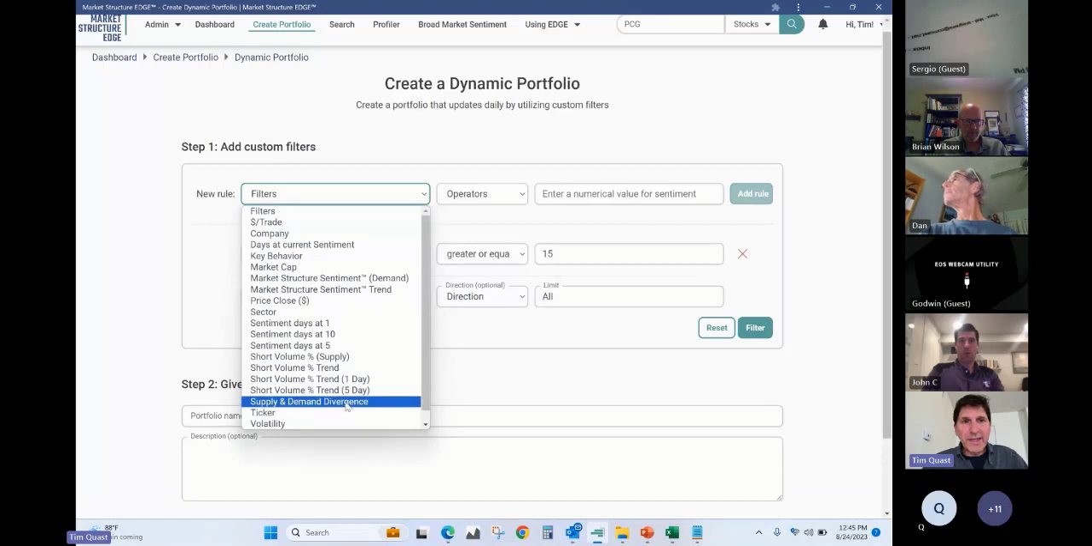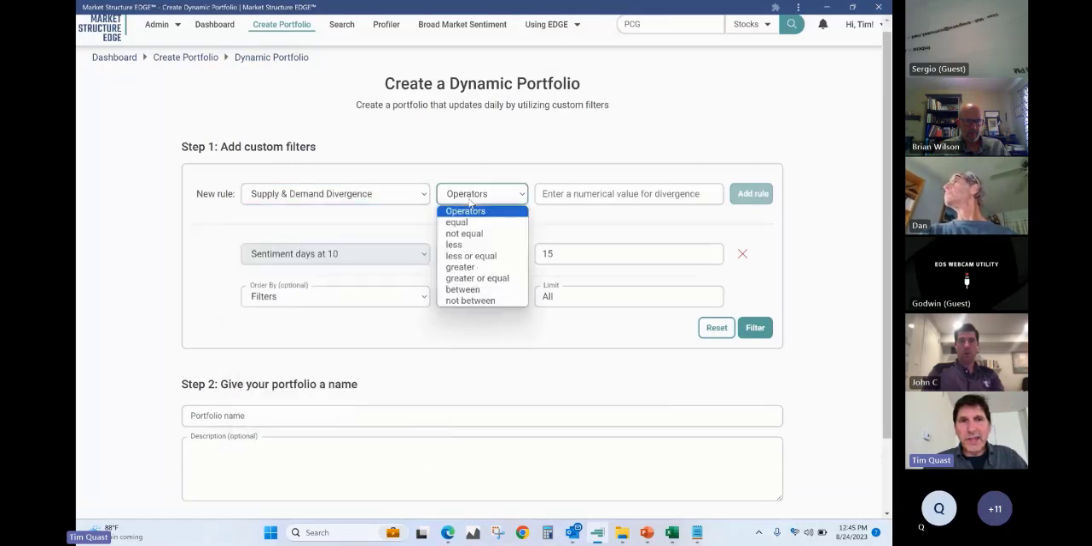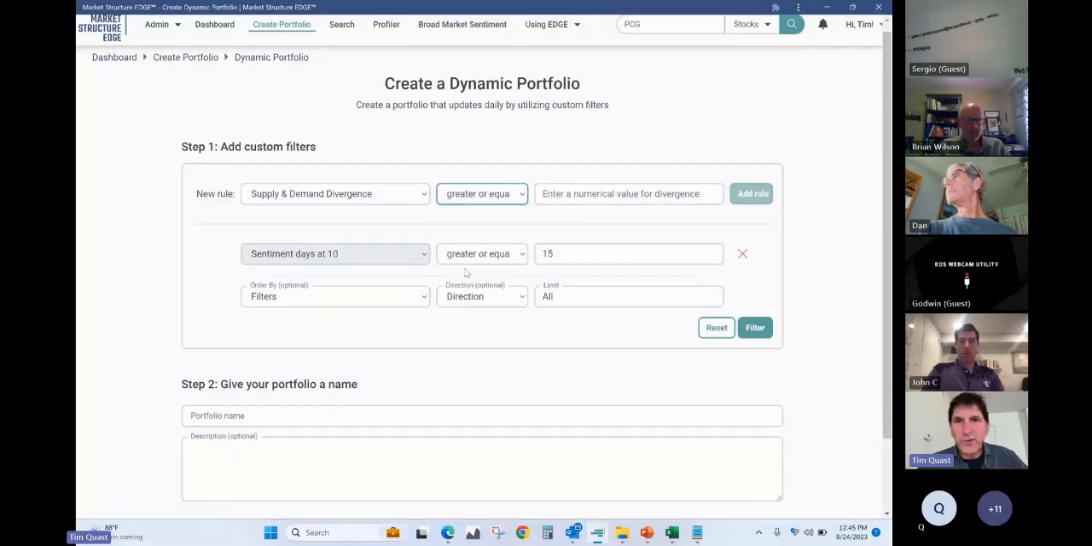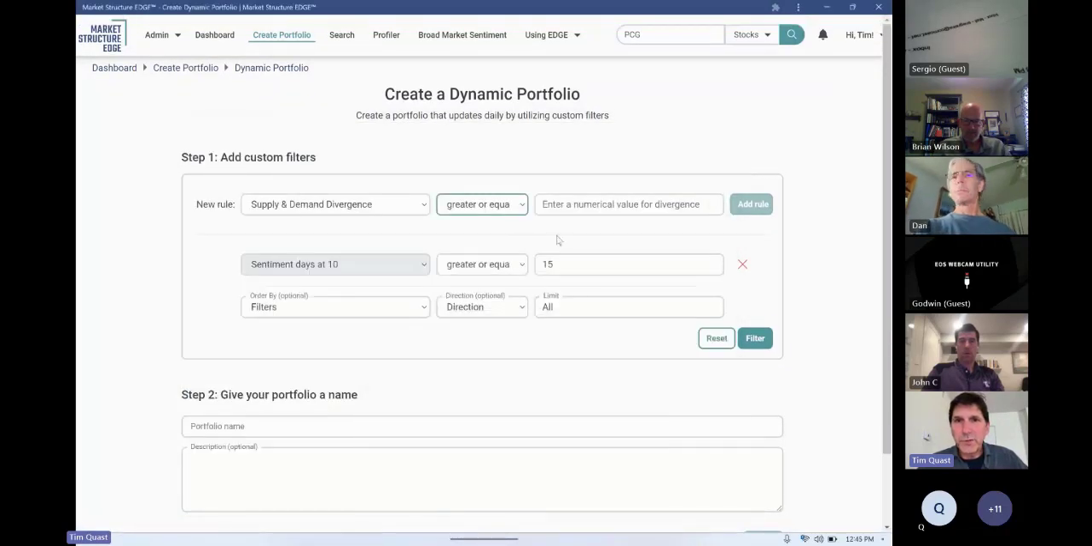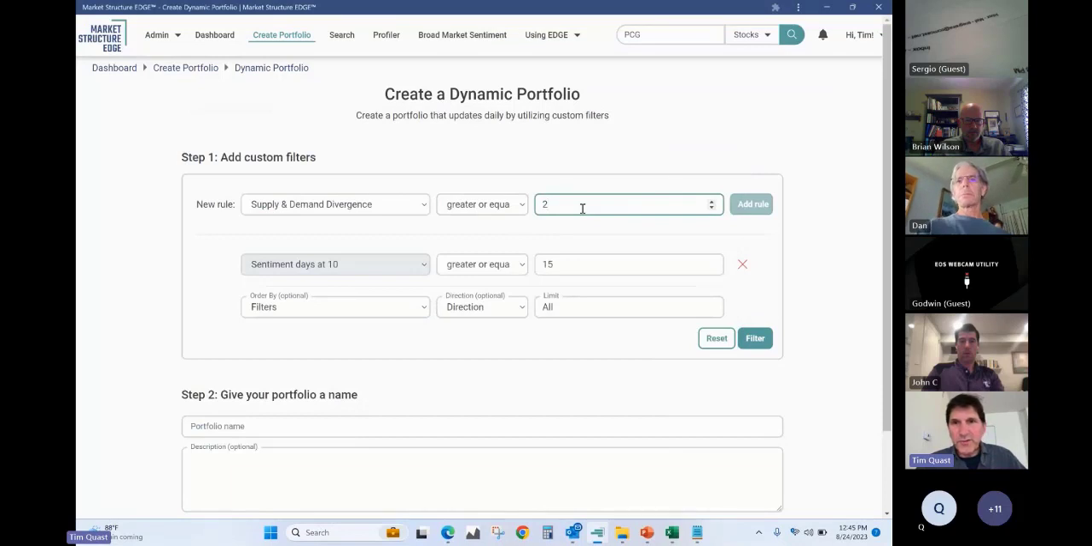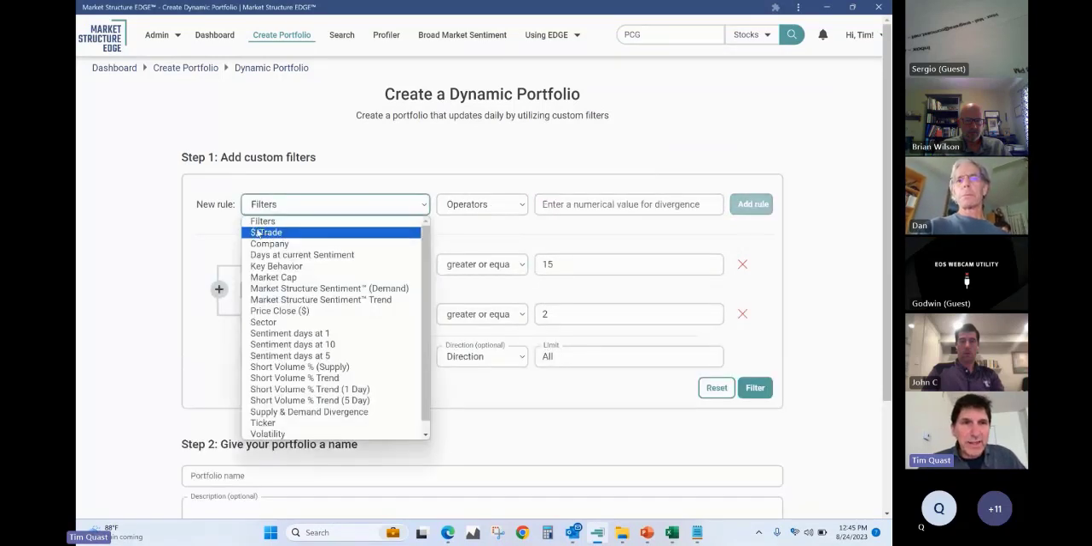We want, let's say, a standard deviation between supply and demand. There are multiple ways to arrive at this. This is just another way to do it. So let's say we want to make it greater or equal to 2. So we have two standard deviations in here. Let's say we want liquid stock.